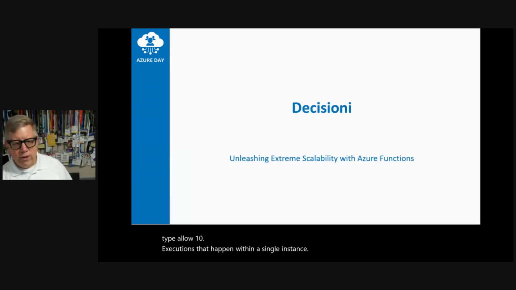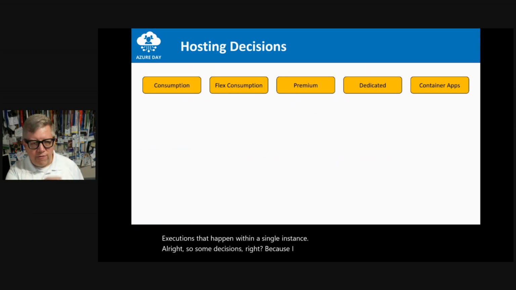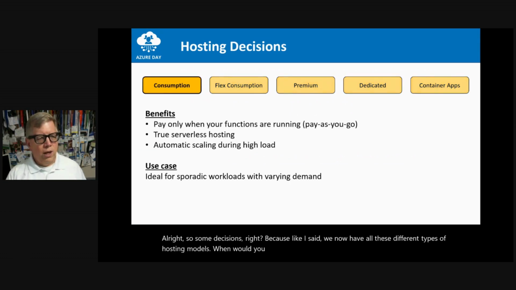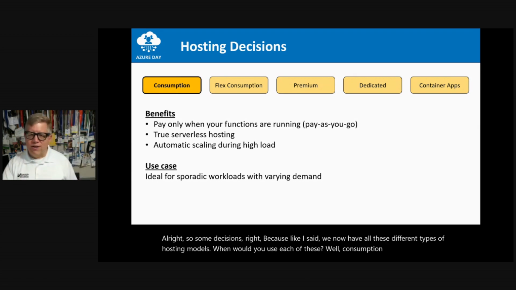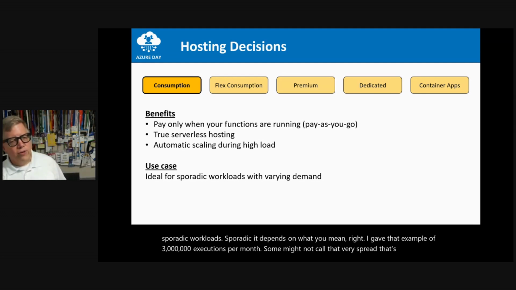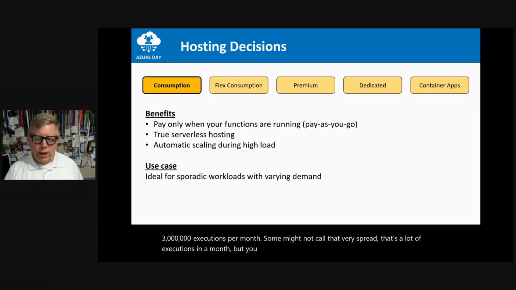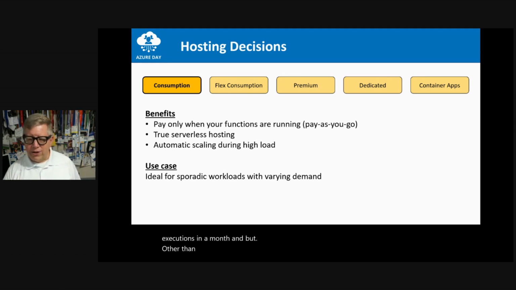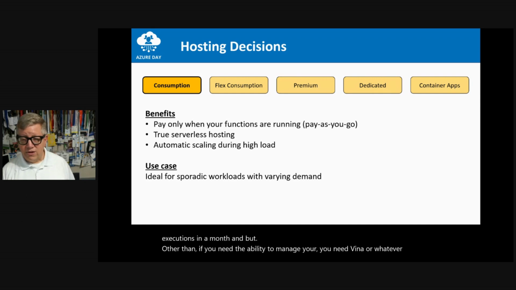All right, so some decisions, right? Because like I said, we now have all of these different types of hosting models. When would you use each of these? Well, consumption, basically use this for your sporadic workloads. And sporadic, it depends on what you mean, right? I gave that example of 3 million executions per month. Some might not call that very sporadic. That's a lot of executions in a month. But other than if you need the ability to manage your VNet or whatever, the consumption makes a lot of sense because of the pricing model, right?